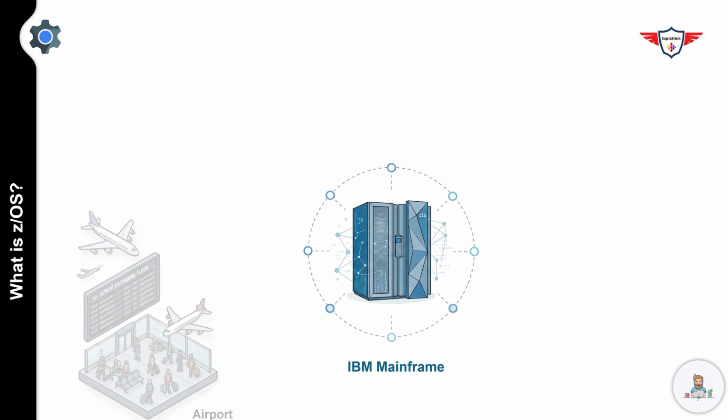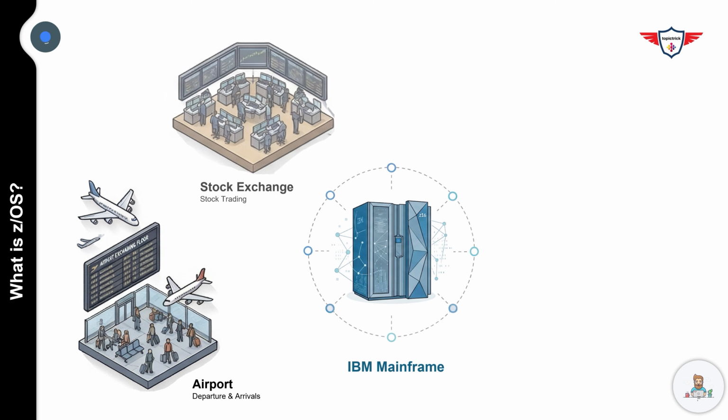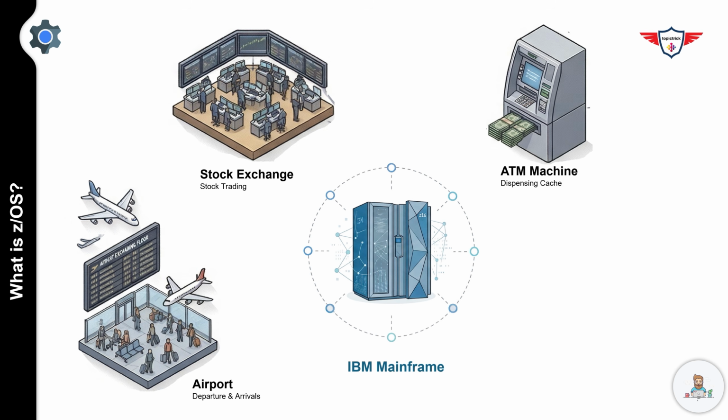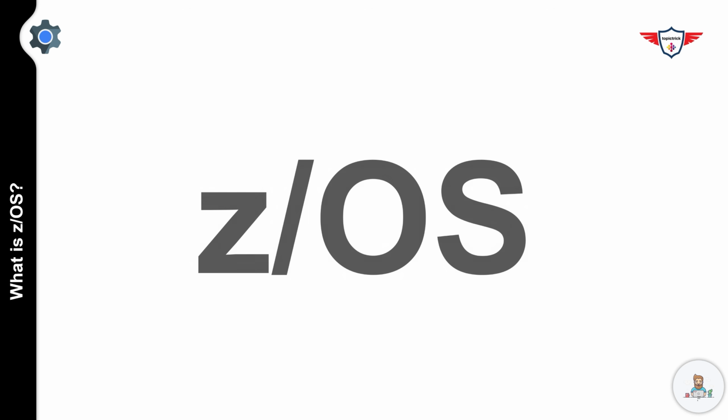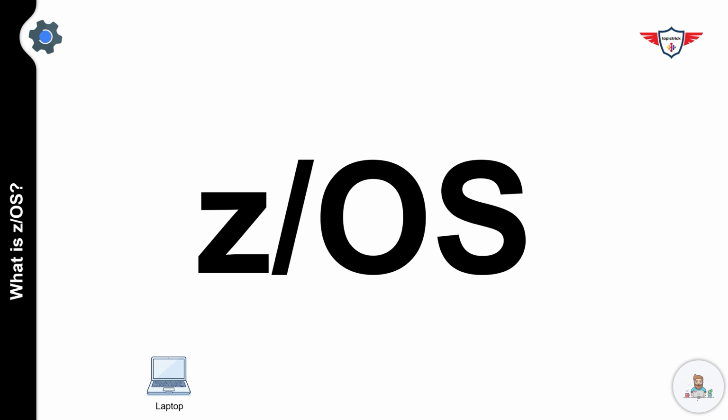Right now, as you watch this video, someone somewhere is withdrawing cash from an ATM. A traveler is checking the status of a flight, and a hospital is pulling up patient medical history. And of course, various banks are processing millions of transactions simultaneously in the background. All of that is being handled by an operating system you have probably never heard of.